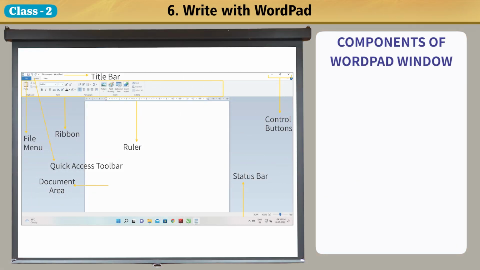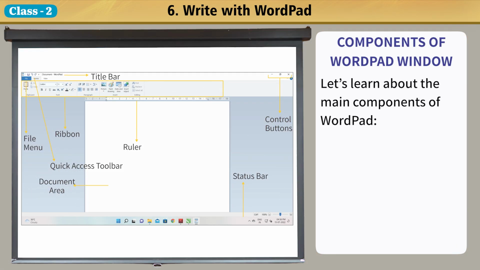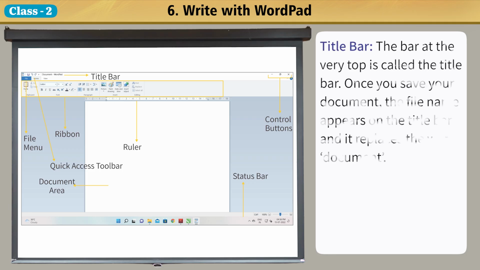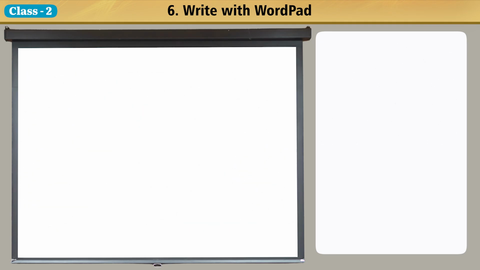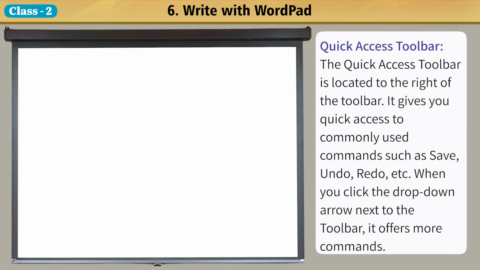Components of WordPad window. Let's learn about the main components of WordPad. Title bar. The bar at the very top is called the title bar. Once you save your document, the file name appears on the title bar and it replaces the word Document. Quick Access Toolbar. The Quick Access Toolbar is located to the right of the toolbar. It gives you quick access to commonly used commands such as save, undo, redo, etc. When you click the drop-down arrow next to the toolbar, it offers more commands.